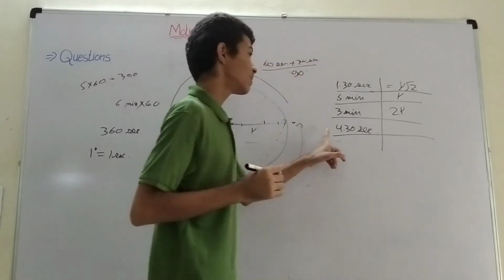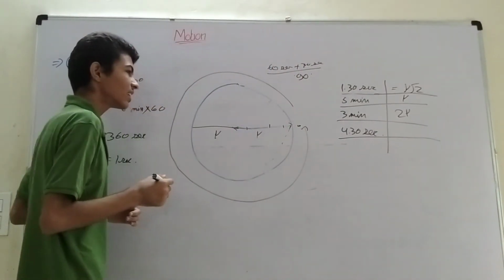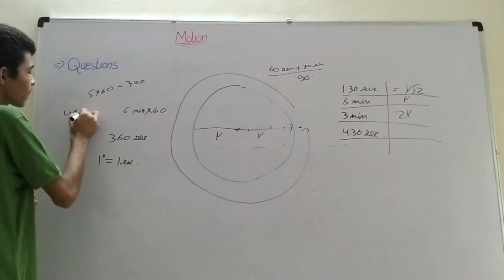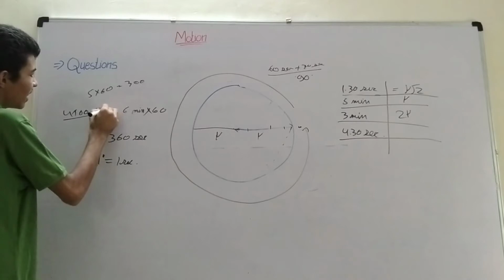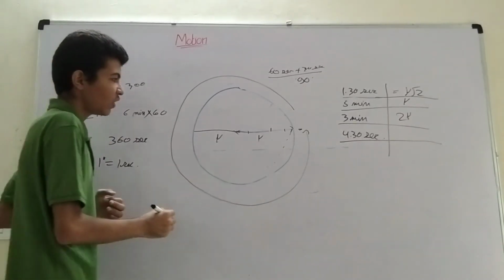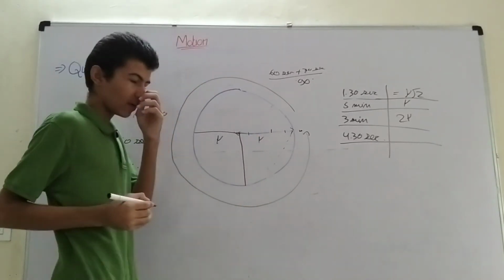What would be the displacement after 4 minutes and 30 seconds? So after 4 minutes and 30 seconds, we will say 4 into 60 plus 30, that is equal to 270 degrees. It would be here.